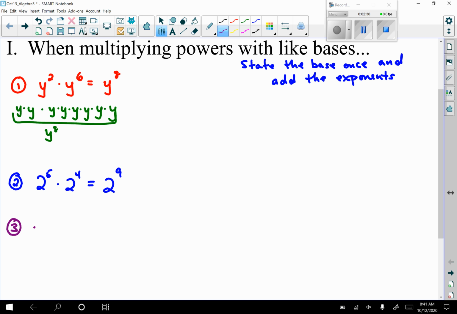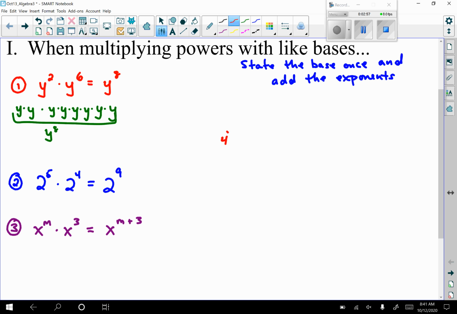Let's try this one. Let's do x to the m times x to the third. Now here we have a variable as an exponent as well, but that's okay. We simply follow the rule. When multiplying powers with like bases, we state the base once and add the exponents. Here our base is what? It's an x. And then I'm going to add the exponents, which becomes m plus 3. I just can't combine them any other way. It just stays as m plus 3.